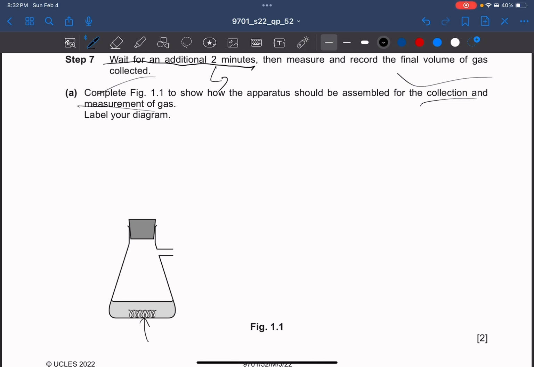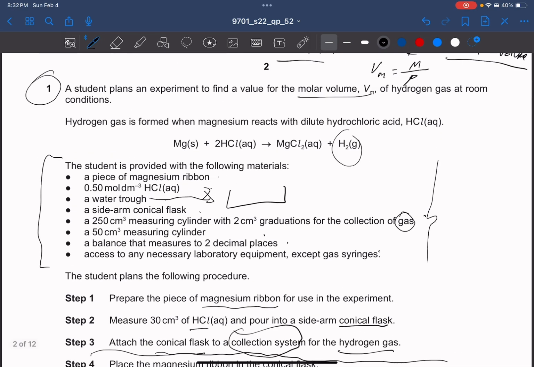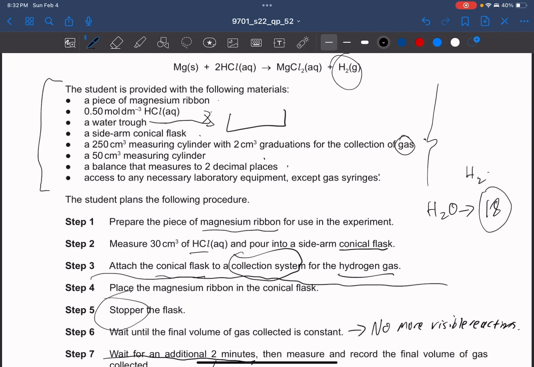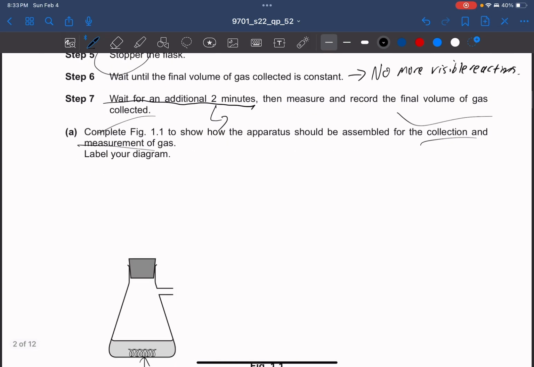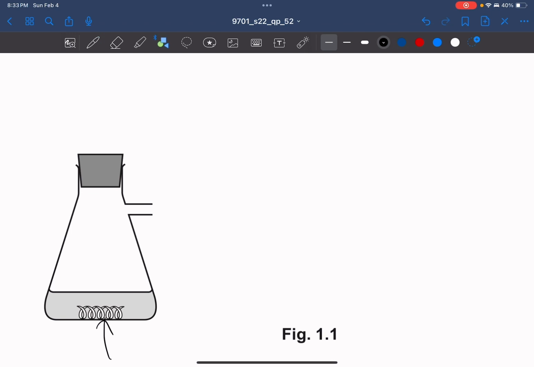One of the ways is collection over water, and the reason why we have to collect this gas over water is because H2 is a very light gas. The mass of H2O is going to be about 18, and the mass of H2 is literally 2. So it's going to be very light, and if you collect it over water, it's going to be very, how should I say it, very efficient, I guess. Okay, so we can start drawing the setup.